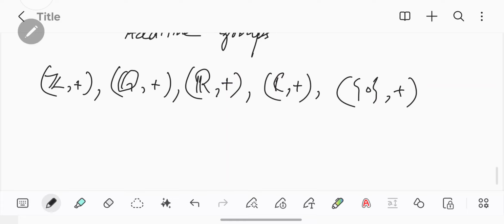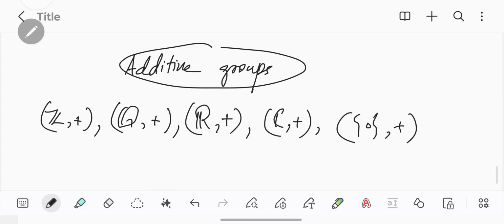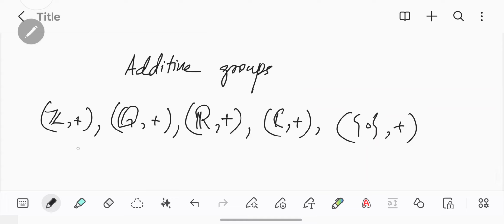Now we talk about some multiplicative groups. Why did I call these additive groups? Because they are groups with respect to addition. When I call a group with respect to addition, that means you have to add elements inside the group. You will not multiply or divide the elements inside the group.